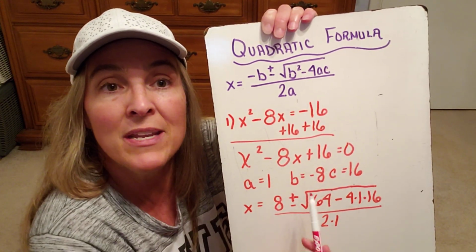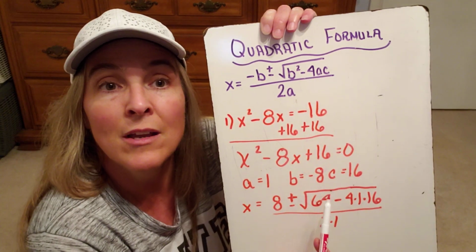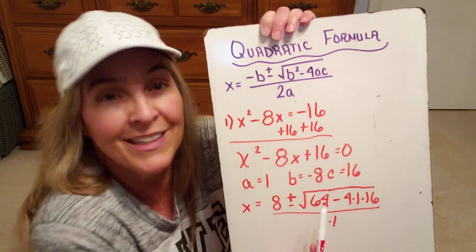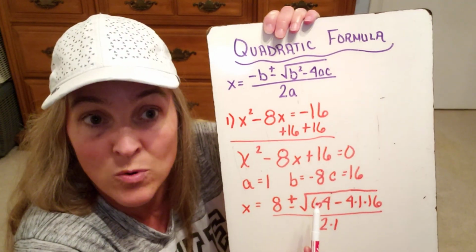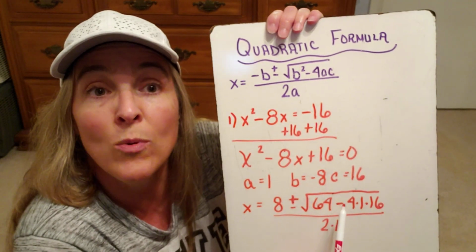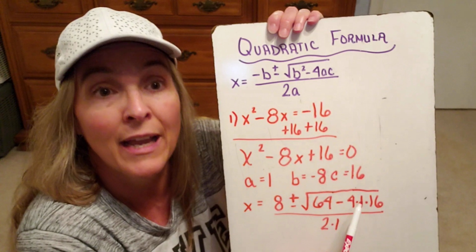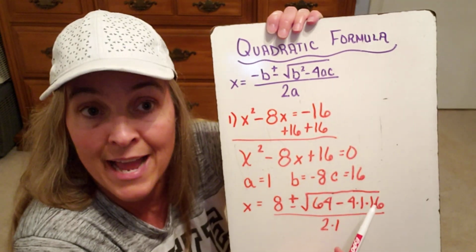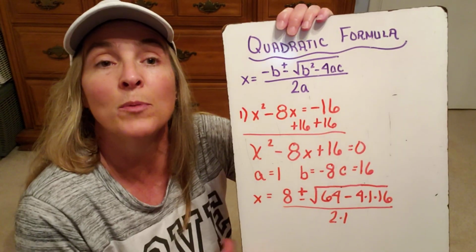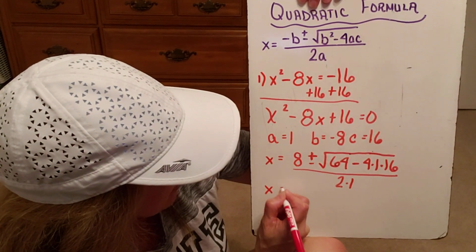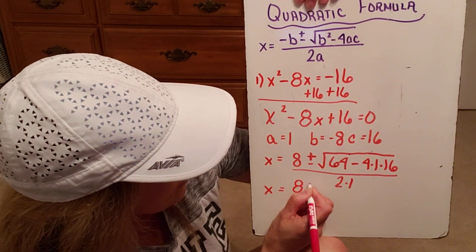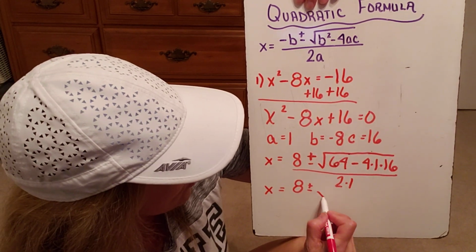After I've written my a, b, and c, I'm always going to write this b squared. You're going to be able to square whatever b is, so I write it in squared form. I also will always write the minus 4ac. I'll write that out so that visually it helps me solve this. So now I'm ready to simplify. I'm going to put 8 plus and minus the square root.